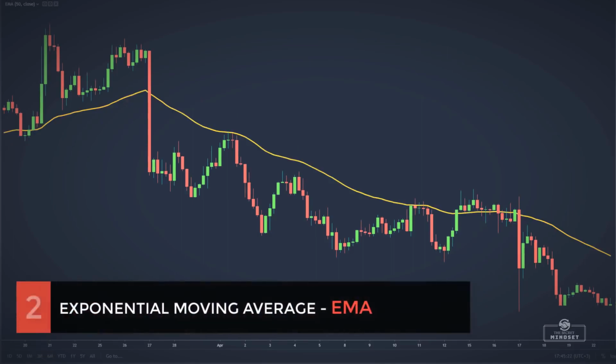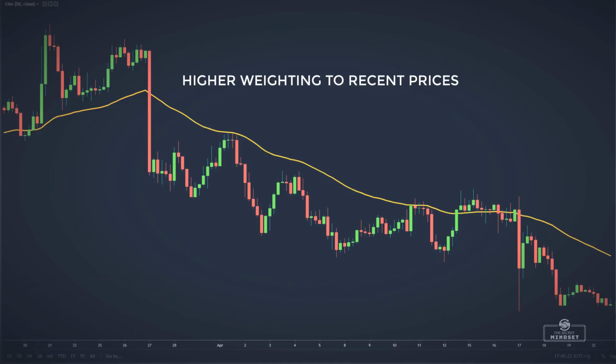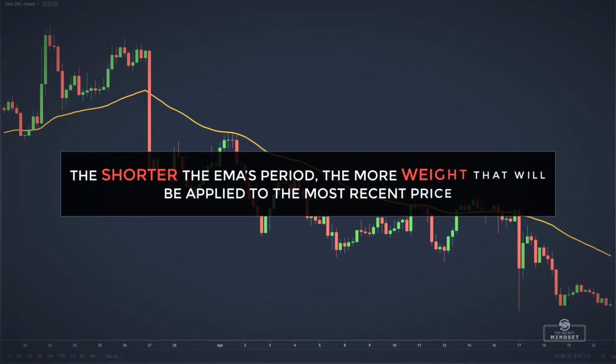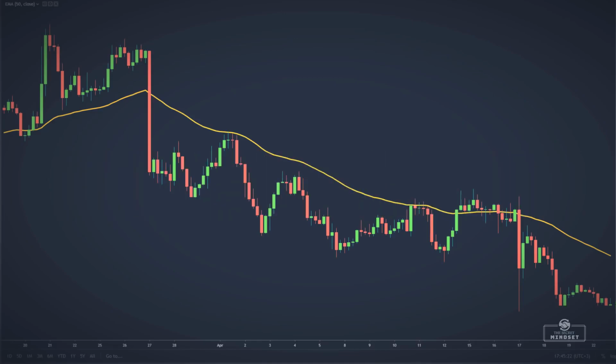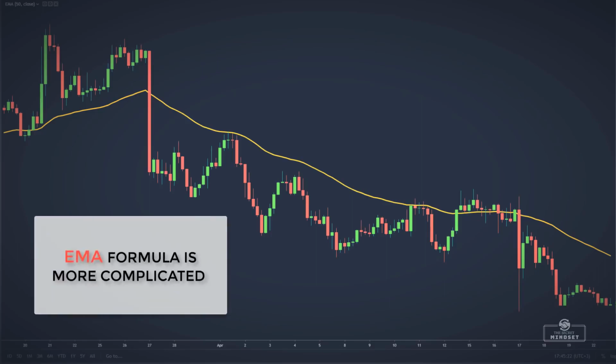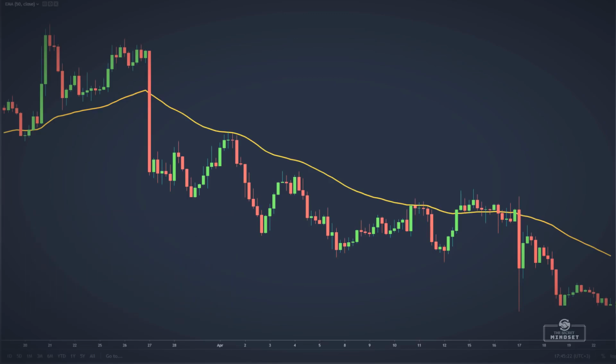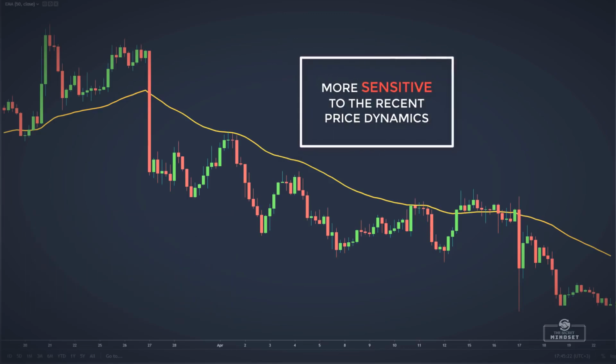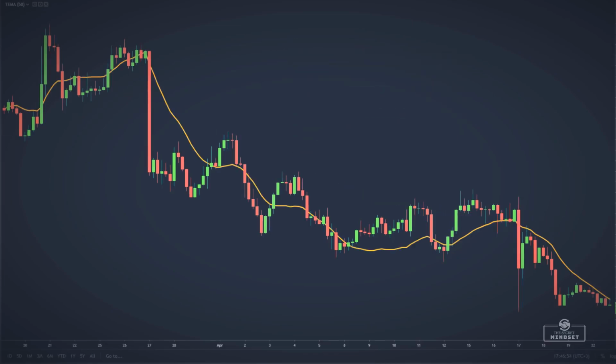Then we have the exponential moving average. The EMA gives a higher weighting to recent prices. The shorter the EMA's period, the more weight will be applied to the most recent price. The calculation method of the exponential moving average is much more complicated compared to a simple moving average. The most important thing to remember is that the exponential moving average is more sensitive to the recent price dynamics.